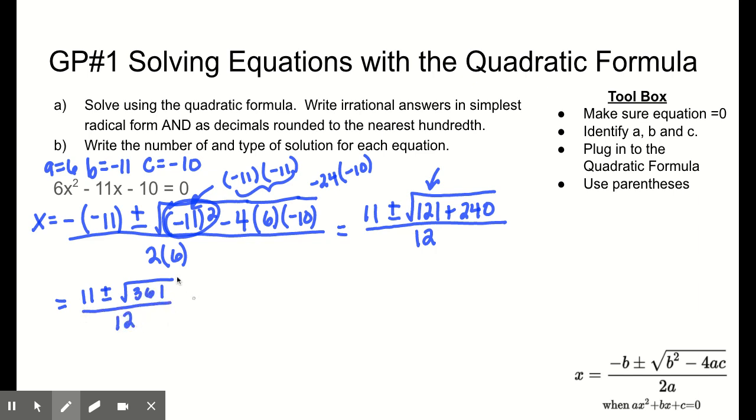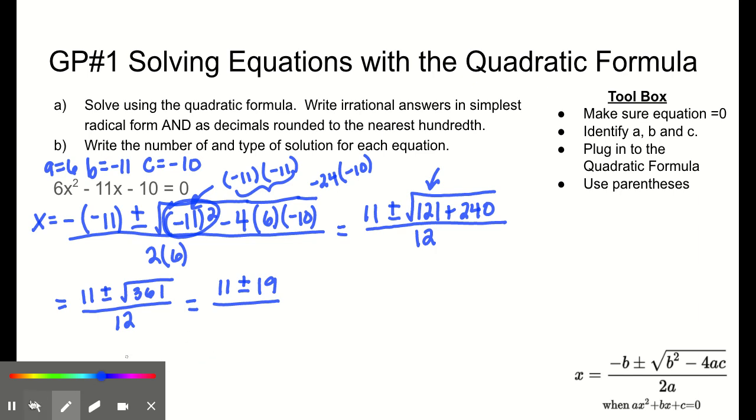Now, before you go to factor this radical, I want you to use your calculator to check to see if it's a perfect square. There's no need for us to factor it if it's a perfect square, and we have the access to a calculator to tell us that. So the square root of 361 is actually 19, and so that is a perfect square that we are able to go ahead and just rewrite as a whole number value. And in the denominator, we still have 12. So this plus or minus is going to give us two separate answers here.